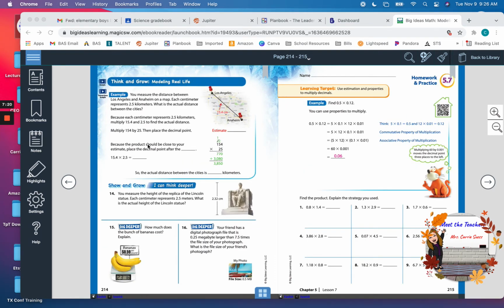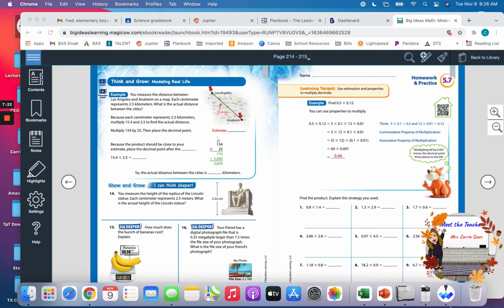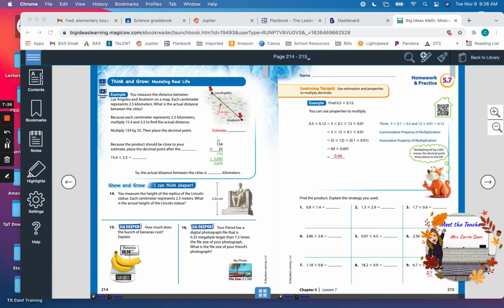All right, so the last example is modeling real life. You measure the distance between Los Angeles and Anaheim on a map. Each centimeter represents 2.5 kilometers. What is the actual distance between the cities? So you see over here they have a picture of a map. You can look at it in your books, and they're measuring from Los Angeles to Anaheim, California.